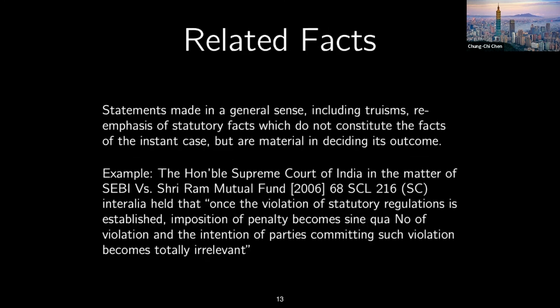Statements made in a general sense, including truisms, re-emphasis of facts, which do not constitute the facts of this case, but are material in deciding its outcome, are called related facts. One common example of related facts in legal case files is quoting precedents from previous case files, as shown in the example here.